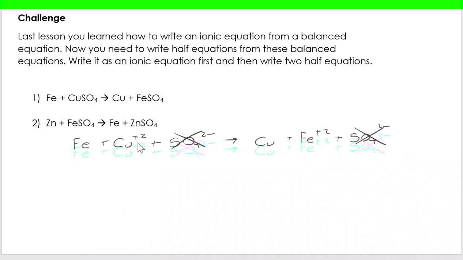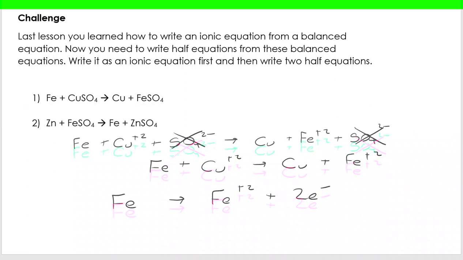At this point, I'm looking for spectators, and I've got my sulfate ions, so I can get rid of them. I rewrite the equation so that I don't include them, and then I break that ionic equation down into the two half equations. Fe goes to Fe2+ plus 2e-, and Cu2+ plus 2e- goes to Cu.